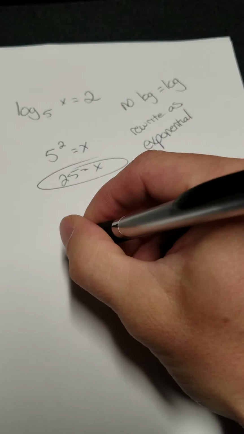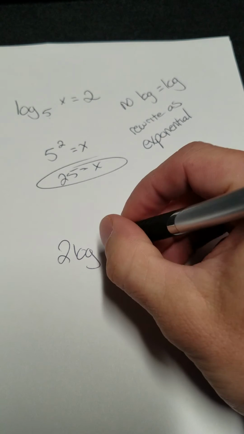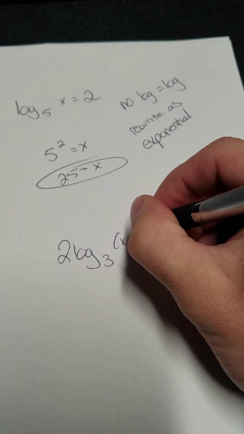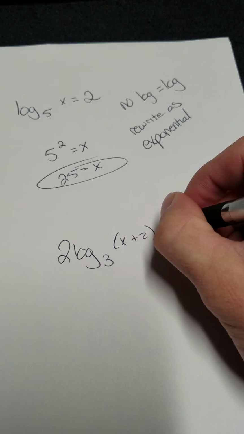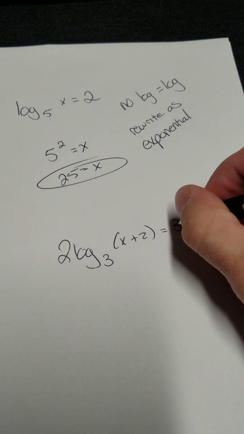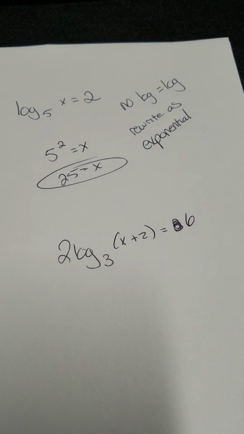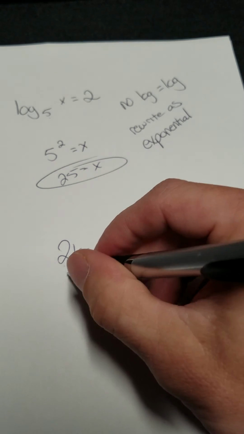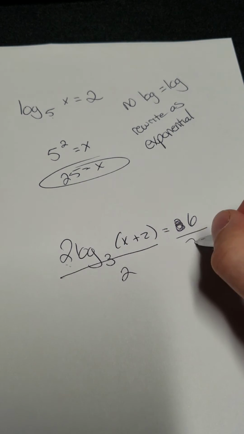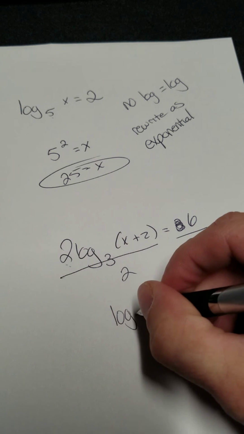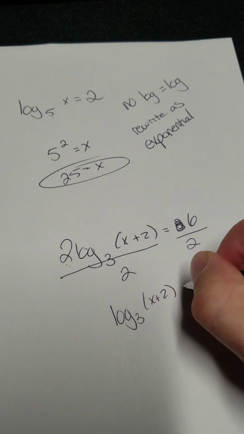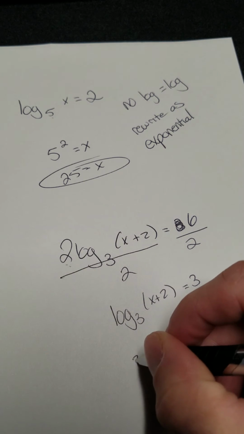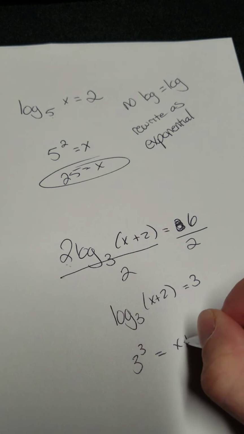Another problem. Okay. This time we have a 2 out in front. You need to get rid of that 2 first. So we're going to divide both sides by 2. So we have log base 3 of x plus 2 equals 3. Rewrite it as an exponential because we don't have log equals log. 3 to the third equals x plus 2.